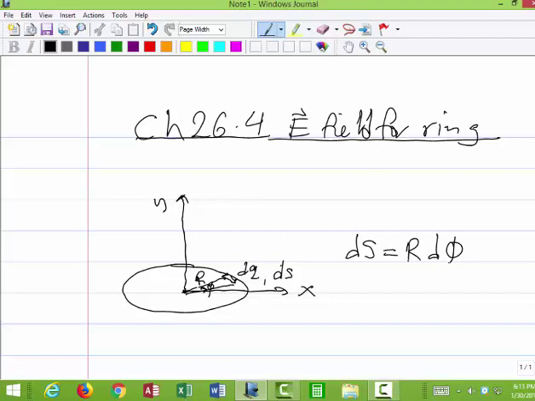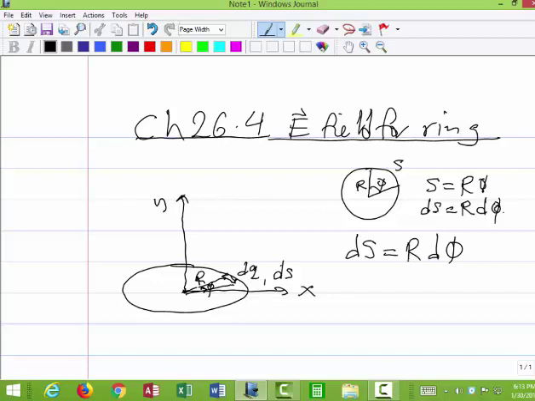This just comes from the length of a segment of a circle. If you have a circle like that, and you take a segment s of that circle of angle phi and radius r, then s is equal to r phi. So we can say ds is equal to r d phi. Okay, so that's what I've done.